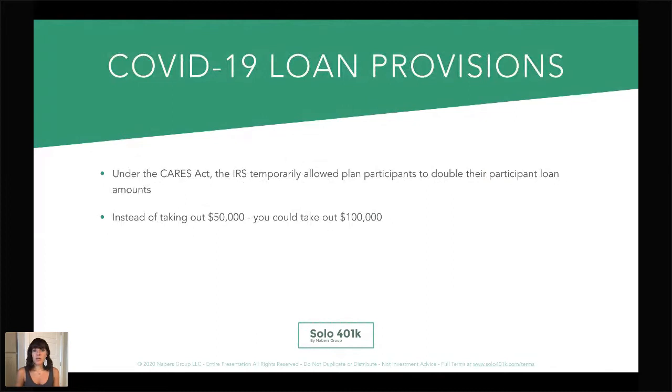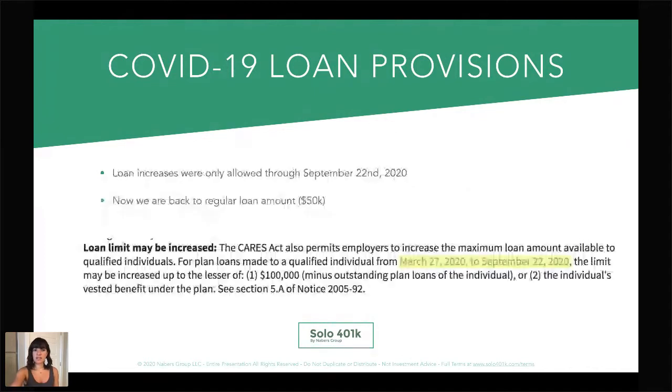During COVID, there was an increase in the amount you can take out. It did jump up to $100,000. But just so you know, that has expired. We do still get questions about that, but we are back down to the $50,000 participant loan.